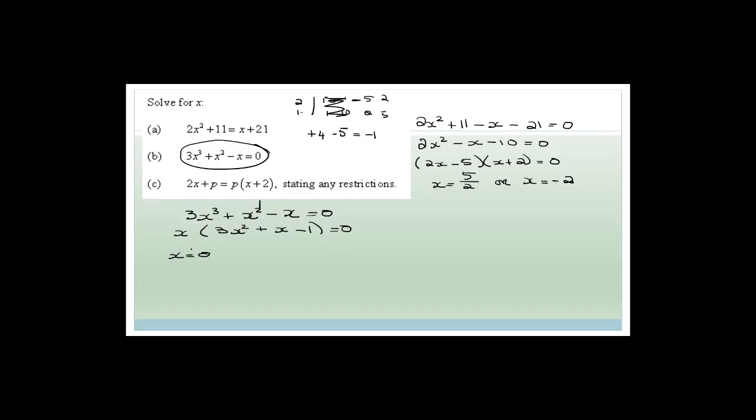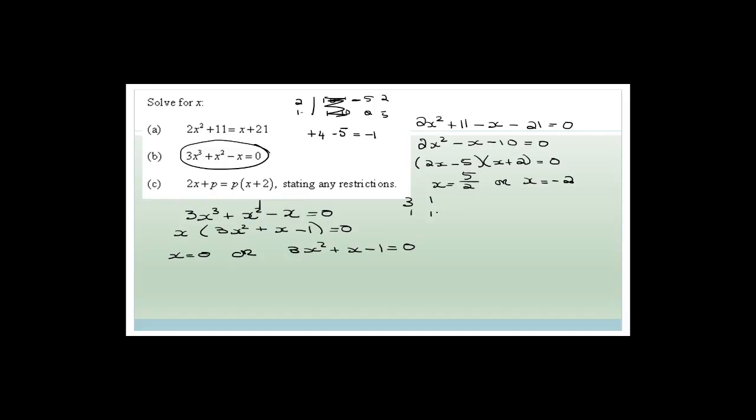That is one of the solutions. x equals 0 or 3x squared plus x minus 1 equals 0. So now what do we need to do? We need to obviously factorize this. So we've got the factors of 3 are 3 and 1, and the factors of 1 are 1 and 1.